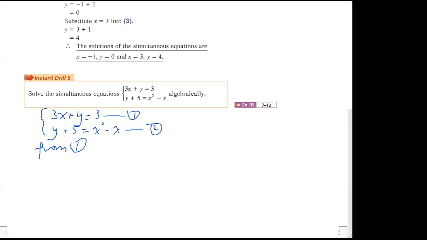Okay, so y should be the subject here because we can avoid the appearance of fraction. Okay, so it is 3 minus 3x, and then call this equation 3. Equation 3. Okay.